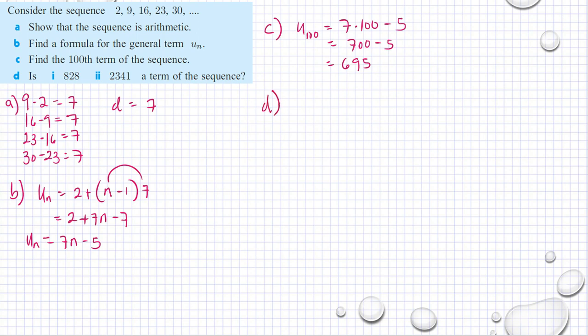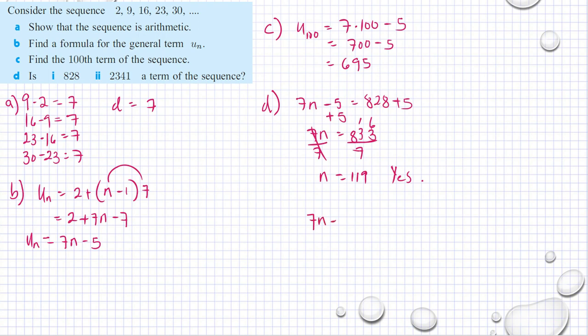Part d: is 828 a term of the sequence? Okay, we try. So we have 7n minus 5 is equal to 828. If we add 5 to both sides of the equation, then we have 7n is equal to 833. If we divide both sides of the equation by 7, then we have n is equal to 119. Yes, it is a term.